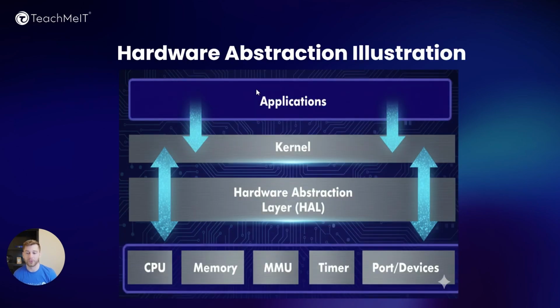Here's an example of this. So we have applications going to the kernel of our operating system. Then we have this hardware abstraction layer, and that's what's actually communicating with the CPU on our motherboard, the memory, our timer, our ports, and different devices and peripherals. So that's where things go. They go all the way from our applications that we're running down to our kernel in our operating system, down to where the hardware abstraction, or HAL, lies.